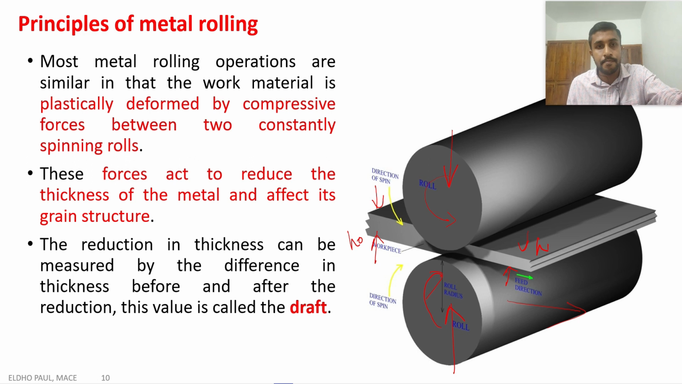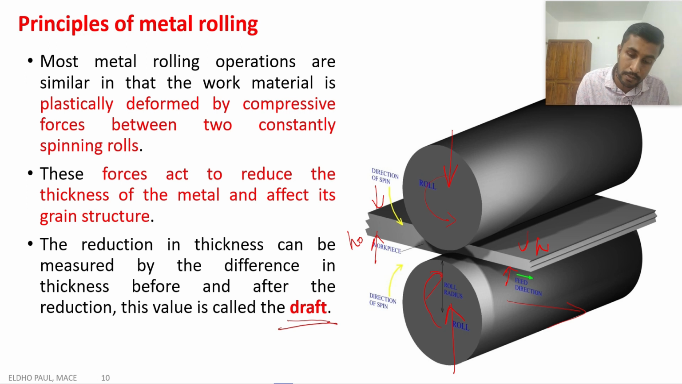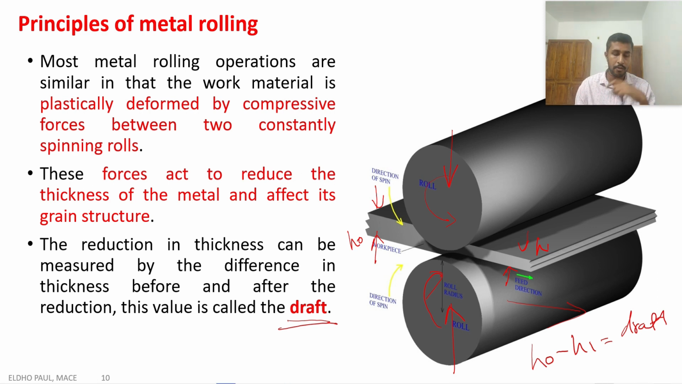The force acts to reduce the thickness of the metal and affects its grain structure. We have already seen how it affects the grain structure. Here the major changes are in the thickness and the length. The reduction in thickness can be measured by the difference in thickness before and after the reduction. This value is called the draft. So how much is the thickness varied? That means S0 minus S1. That is called the draft of the rolling process, which is actually the gap between the two rollers.